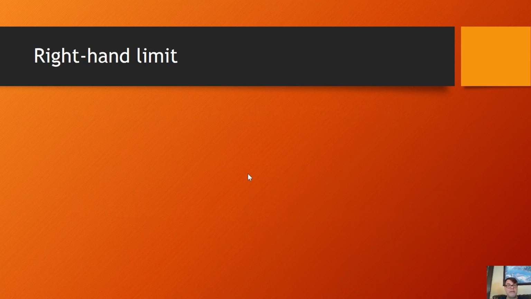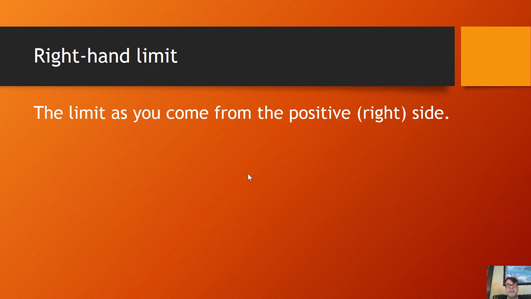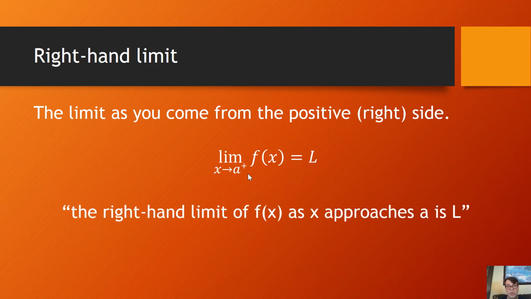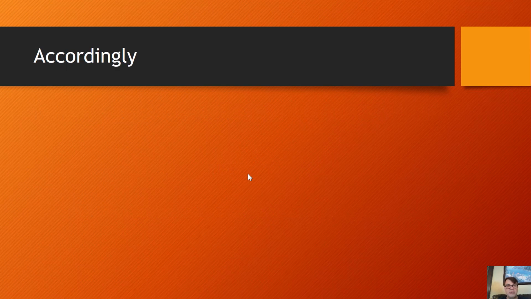Okay? So you can also have a right-hand limit. This is the limit as you come from the positive or right side in the way we normally label these things. So the limit as x approaches a from the positive side of f of x is L. And we read it, the right-hand limit of f of x as x approaches a is L. Okay, not too hard, just a question of where it's going depending on which side you come from.